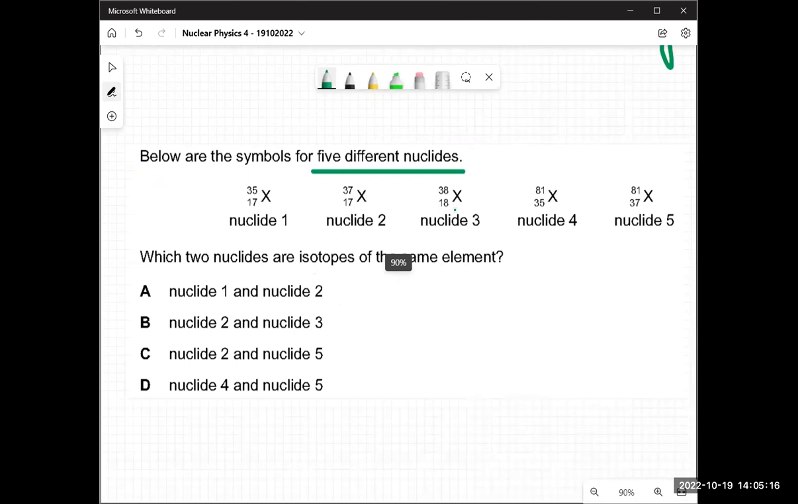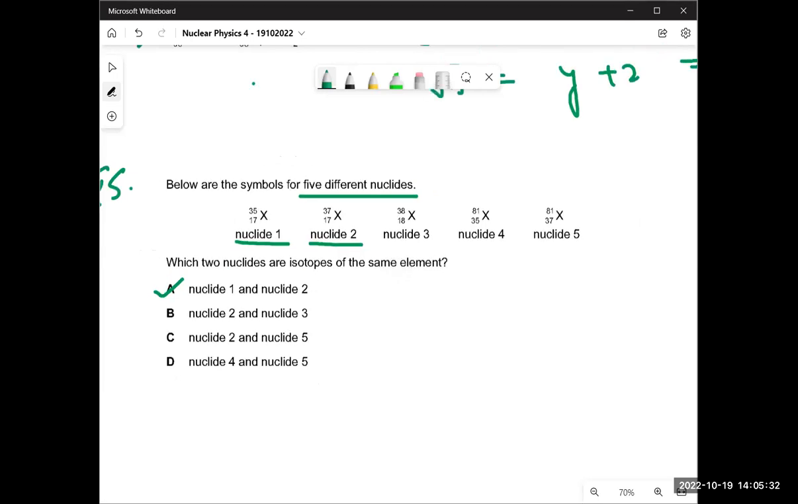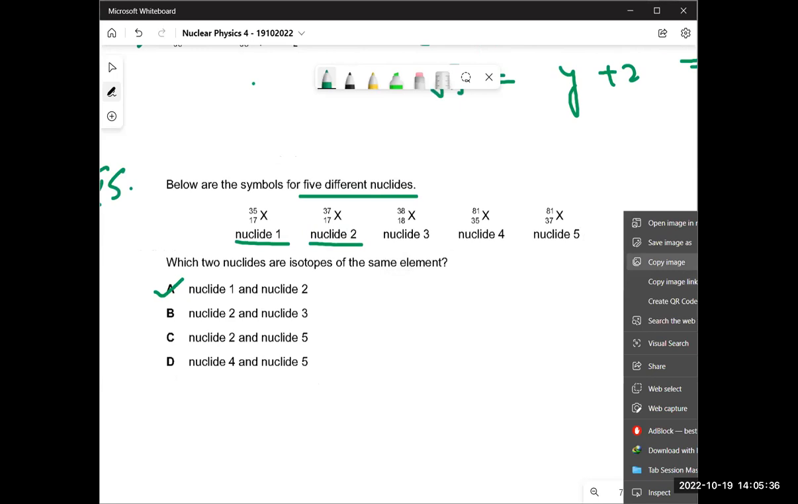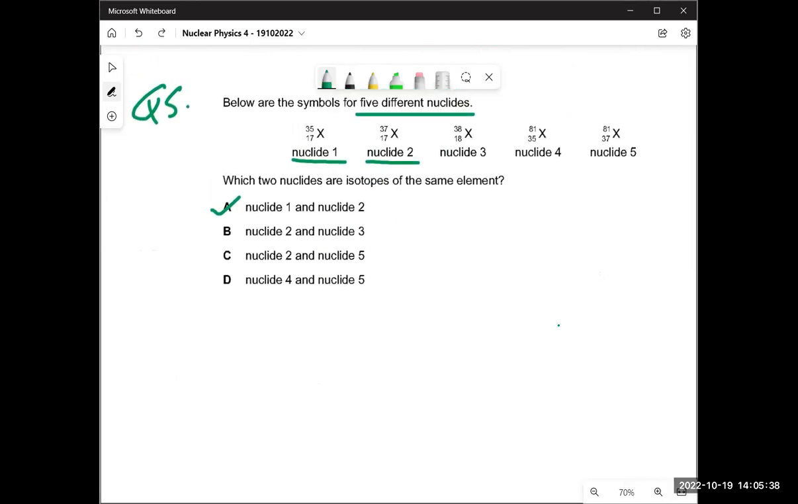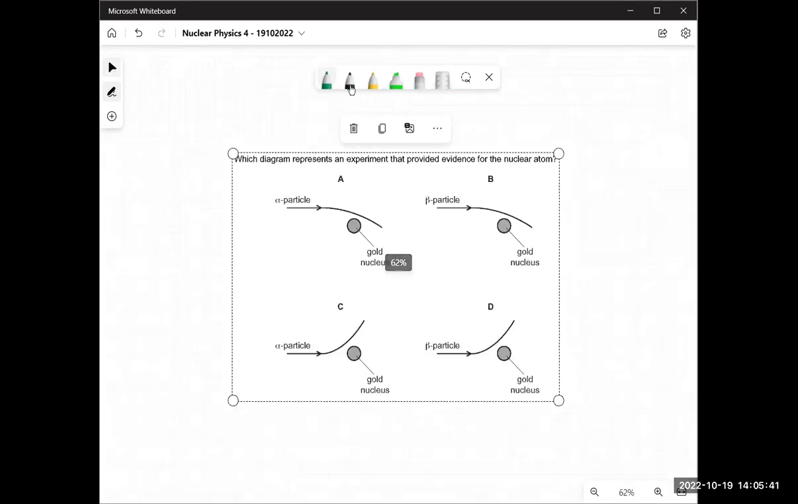Okay. So therefore, the proton number must be same, right? And yes, I know the number below is the proton number. So which 2 of these have the same proton number? One and 2. And everything else is different. So the correct answer is A. Easy, right? Ayan, any questions? No, sir. Question number 6.